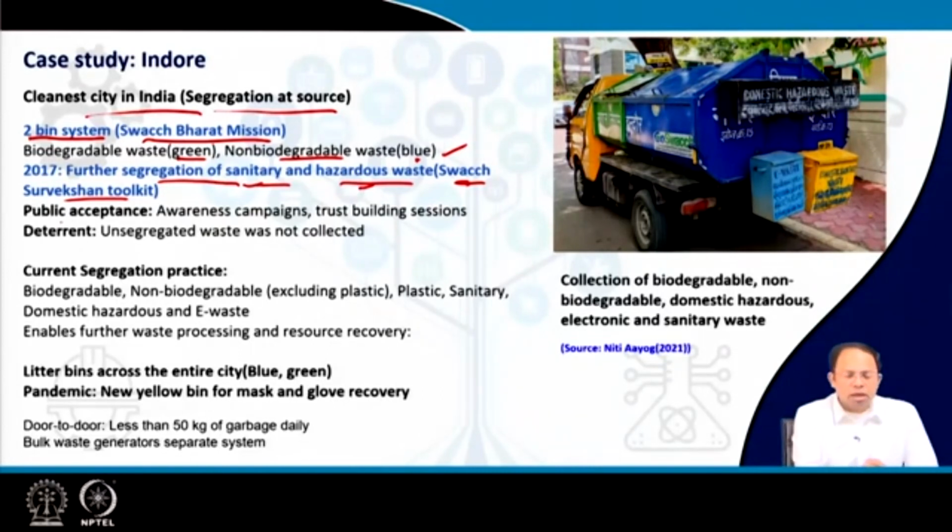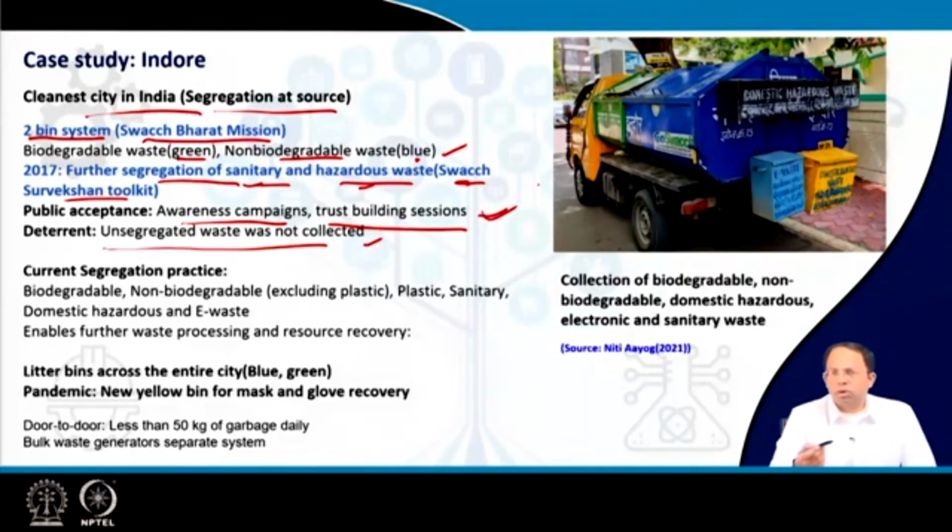So this was even accepted by the public, and of course there were a lot of awareness campaigns, trust building sessions taken up. These are the positive steps that they have taken, which actually help encourage people to do segregation further. But they also had some deterrents as well. For example, unsegregated waste was not collected. That means if you don't segregate, we will not collect your waste. So that's why people were made to segregate waste. Some did it on their own, and people who don't wish to do it were made to do it by making this mandatory.